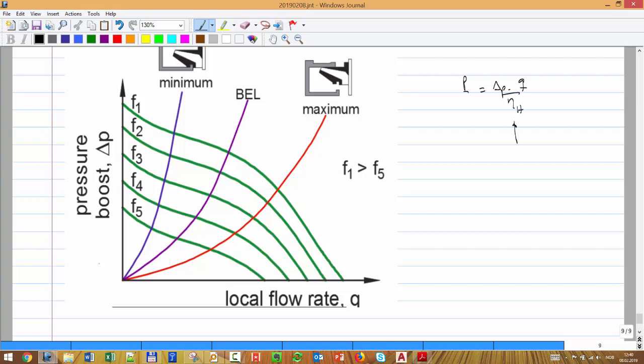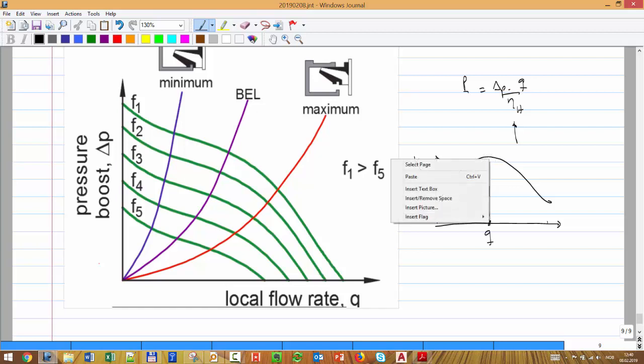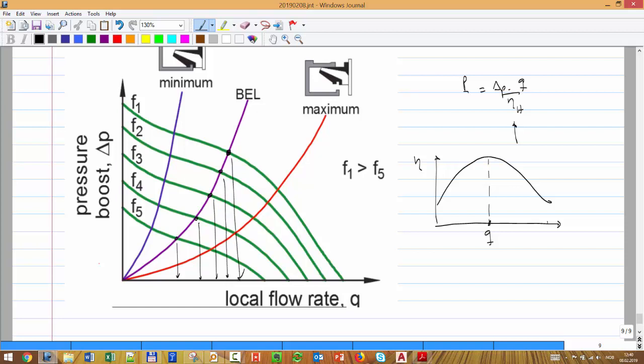Okay, this one has a maximum point, a point where it is maximum. If you plot the efficiency with the rate, it should give you something like this. It has a peak. That's the rate at which you have the maximum efficiency. So if you plot that point for all frequencies, you see that that's the best rate to operate. This is the best rate that gives you the highest efficiency.